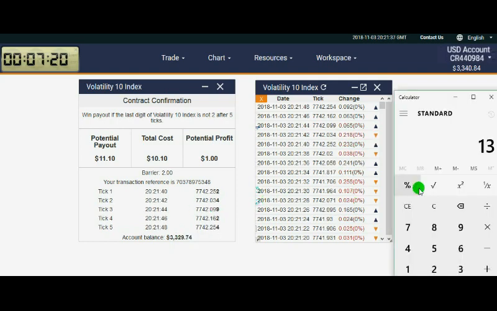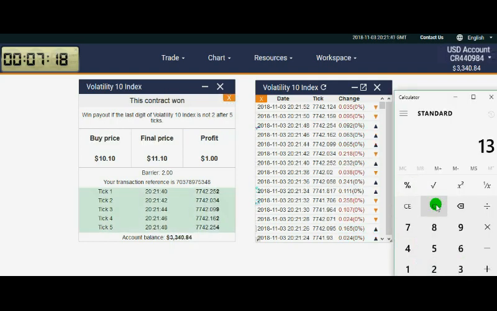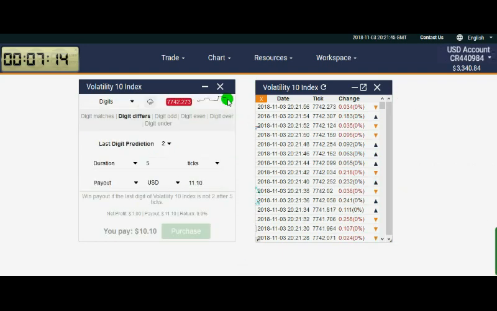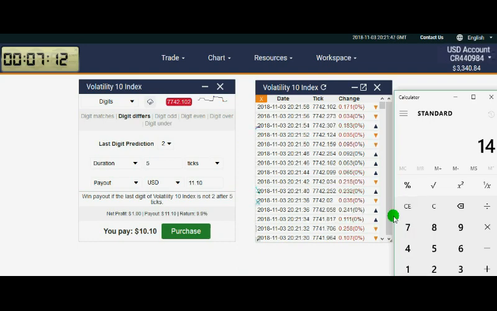As you can see, we won the 13th trade, so we're going for the 14th trade right now. 14. So I'm closing this.